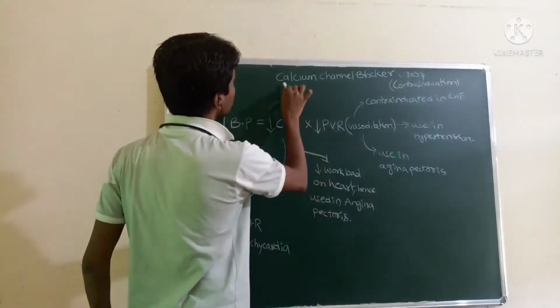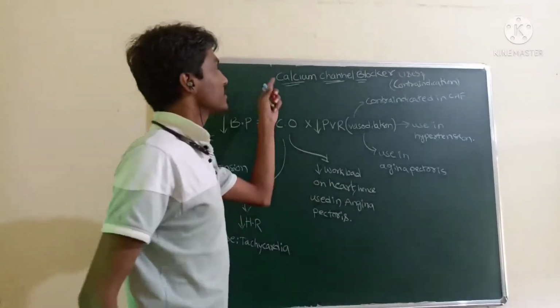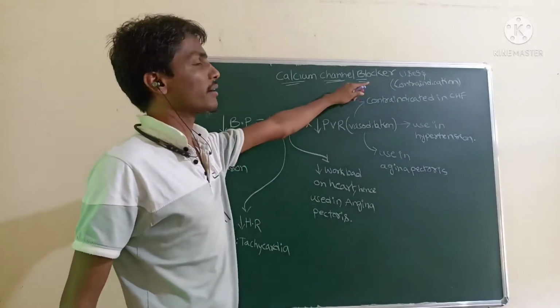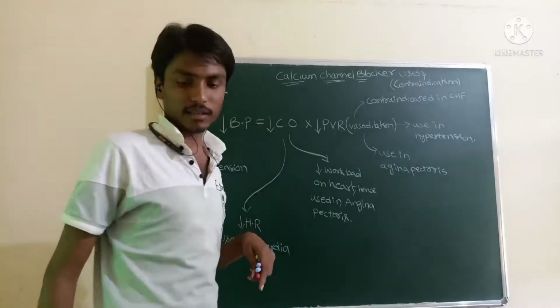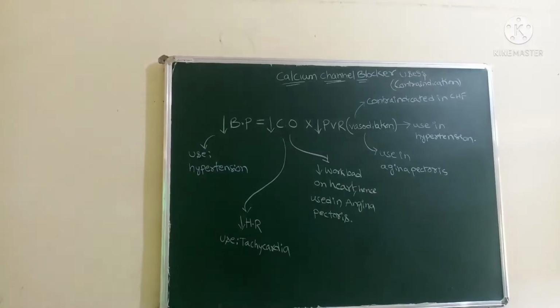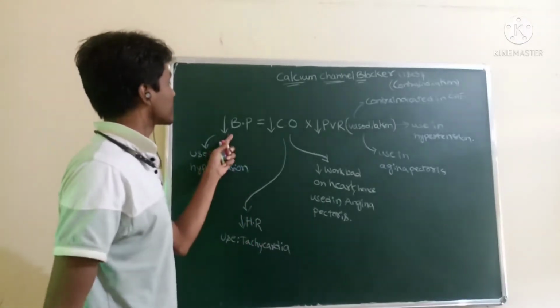Now the topic is calcium channel blocker uses and contraindications. Uses and contraindications of calcium channel blockers. So calcium channel blockers decrease the blood pressure.